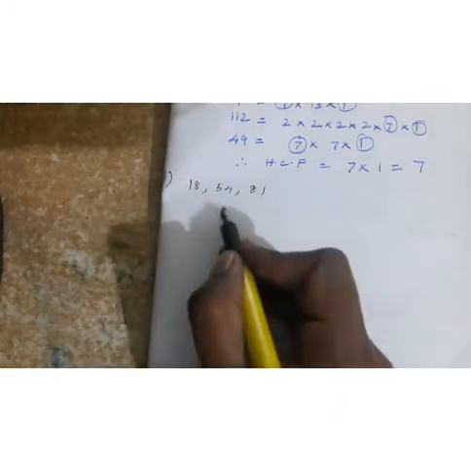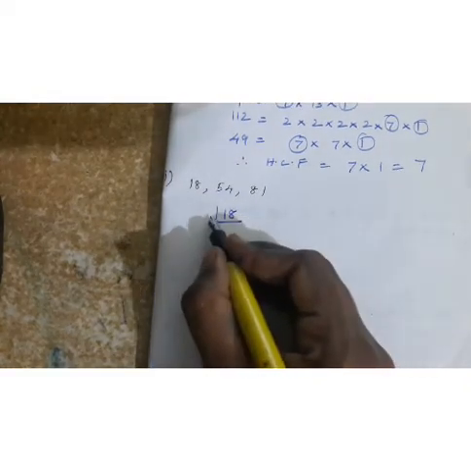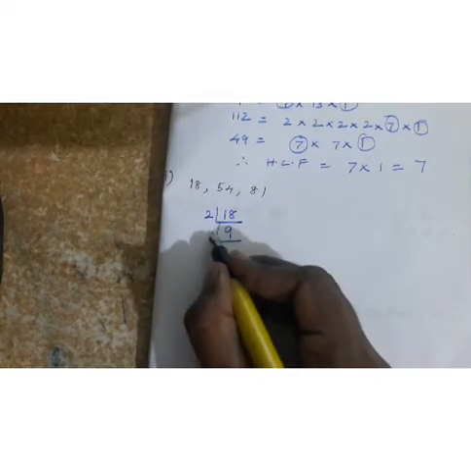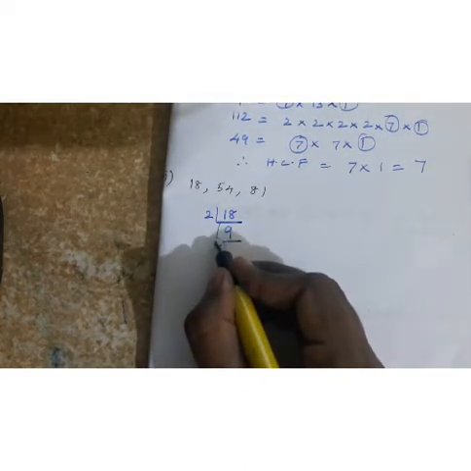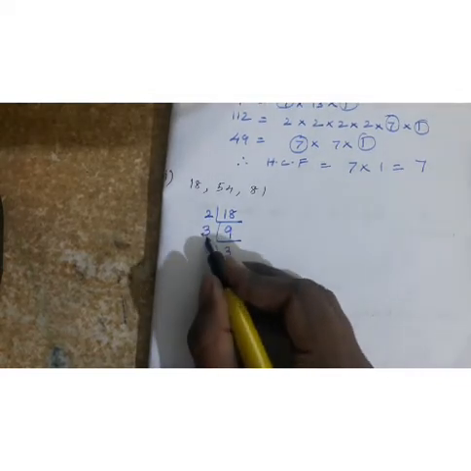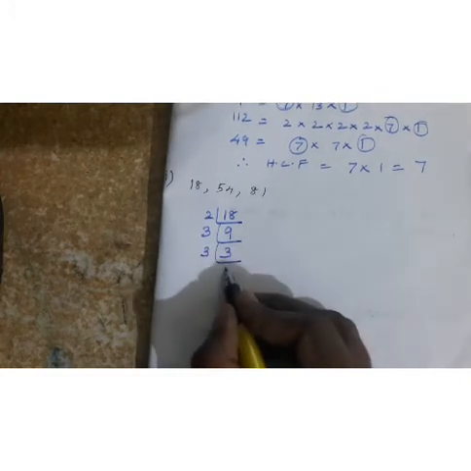Part I, 18, 54, 81. First find the prime factors of 18. 18 is divided by 2, gives 9. 9 is not divisible by 2, so take the next prime number 3. 9 divided by 3 gives 3. 3 is the prime number which divides by itself. 3 divided by 3 gives 1.